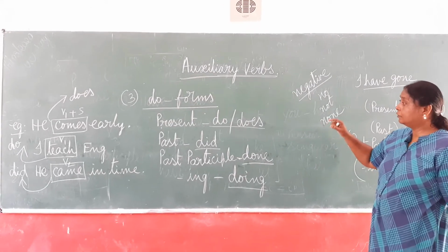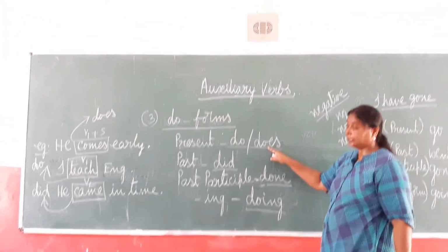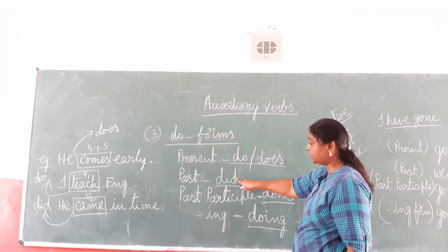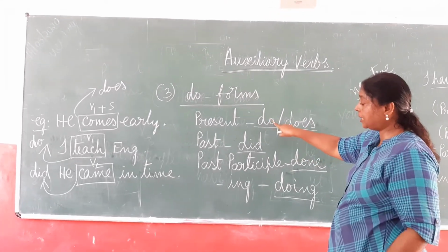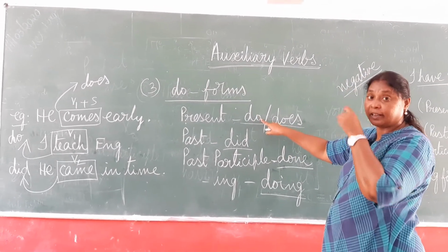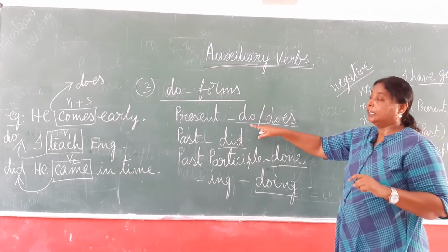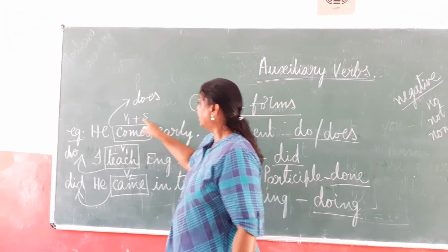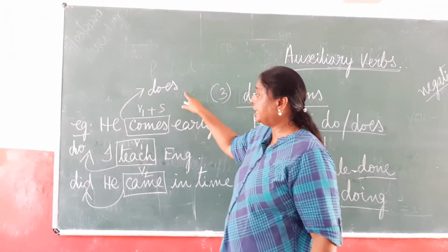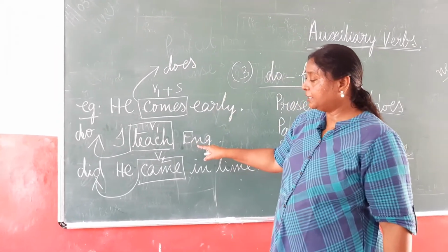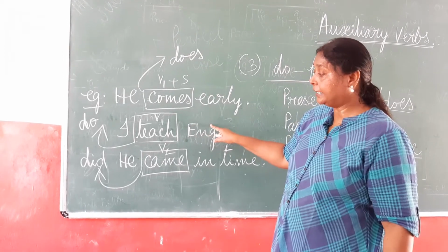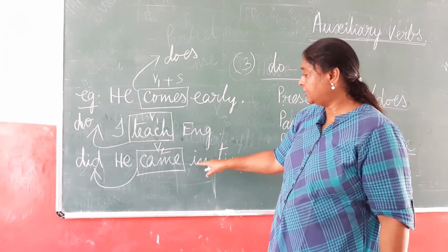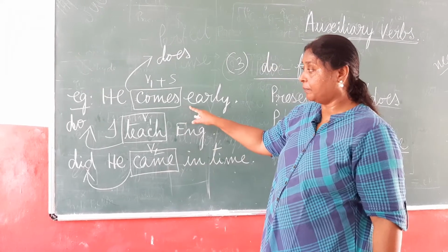If it is verb plus s, we use does. If it is past, we use did. If it is present, we use do. The question is also the same. The question for this is, how does he come? The question for this is, what do I teach? The question for this is, when did he come?